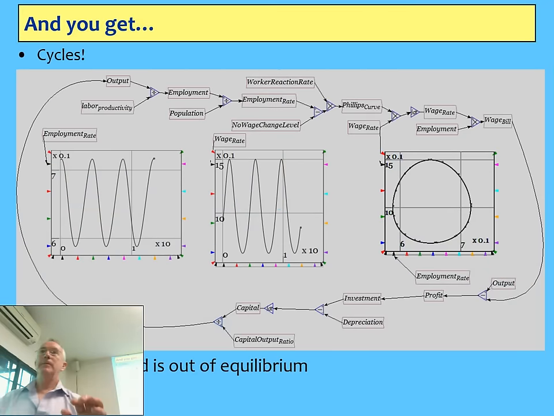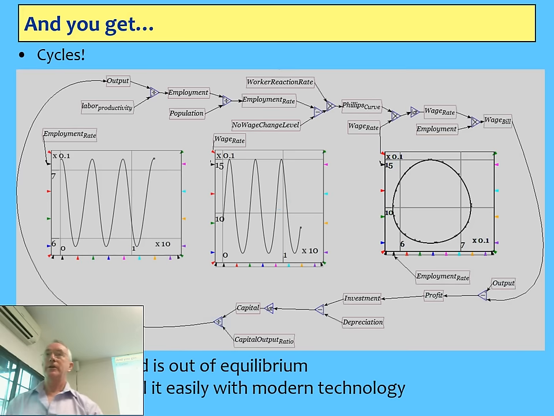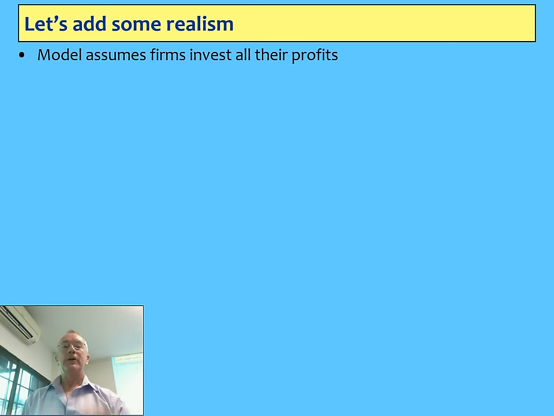But it's still not completely realistic because I've left out whole lots of elements of the real world there. But it's easy to model those elements of the real world today using modern technology. So I'm going to add some realism. The model I showed you assumed that capitalists invest all their profits.